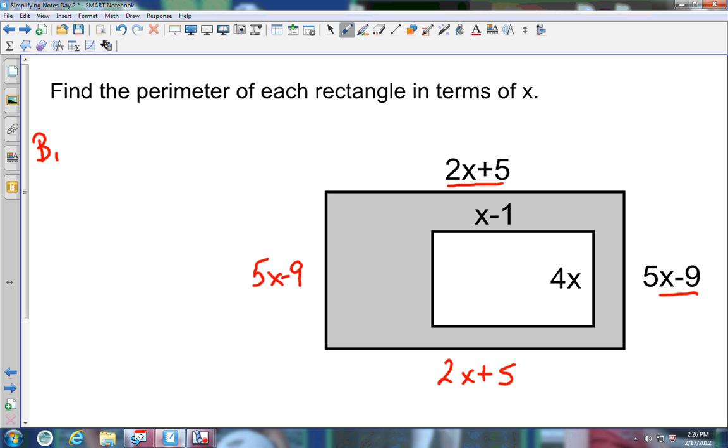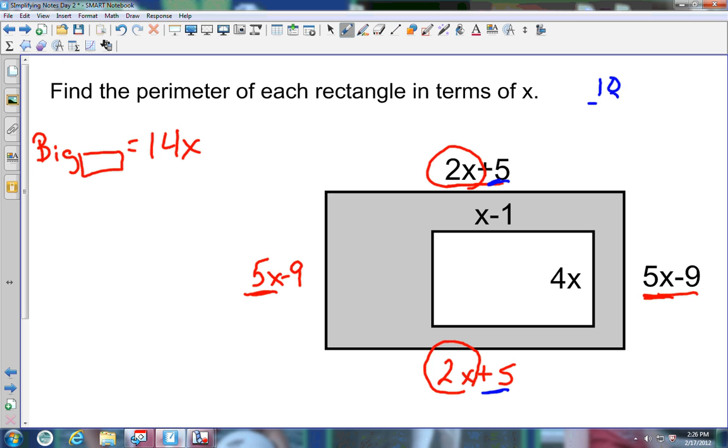So the big rectangle. Add your x's. 5, 10, 12, 14x. Now do the units. I've got 5 and 5, that's 10, and minus 9, that's this part right here, which is 1, and then minus 9 again, which is negative 8. So it's 14x minus 8.